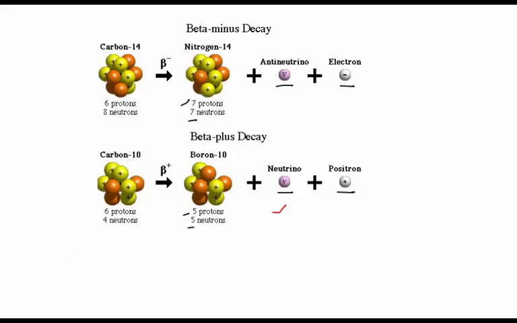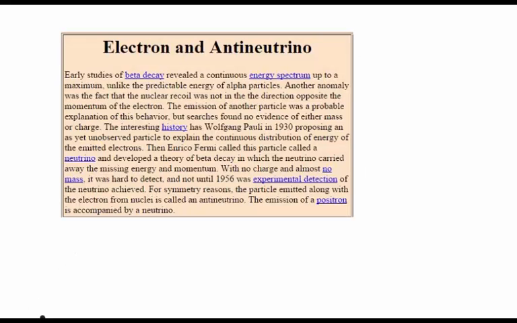So let me take you to a story that has been given. You can read in articles also that there were early studies of beta decay, and they revealed a continuous energy spectrum up to a maximum, unlike the predictable energy of alpha particles. Another anomaly was the fact that the nuclear recoil was not in the direction opposite to the momentum of the electron. The emission of another particle was a probable explanation to this behavior, but searches found no evidence of either mass. Now this is very important. There was no evidence of either mass or charge.